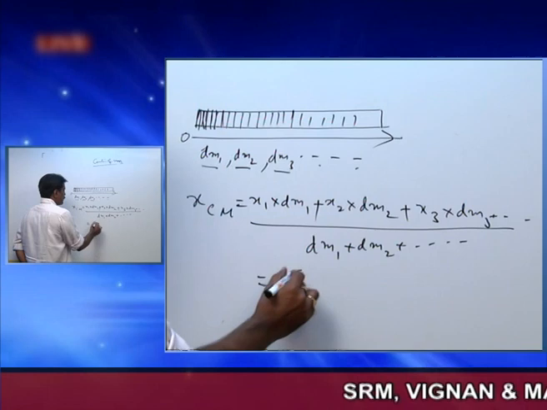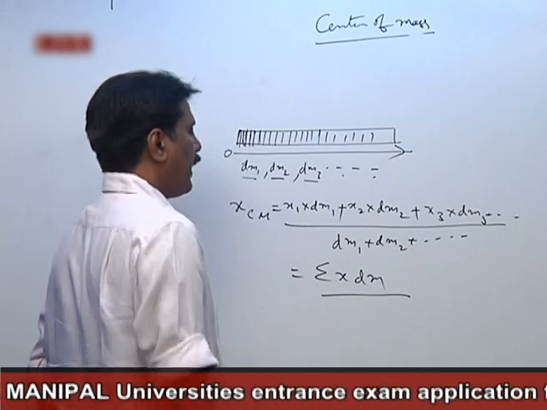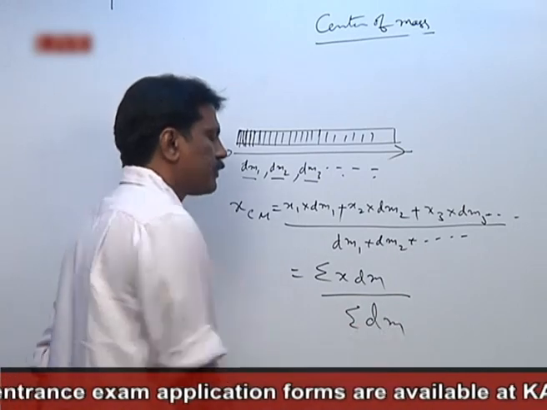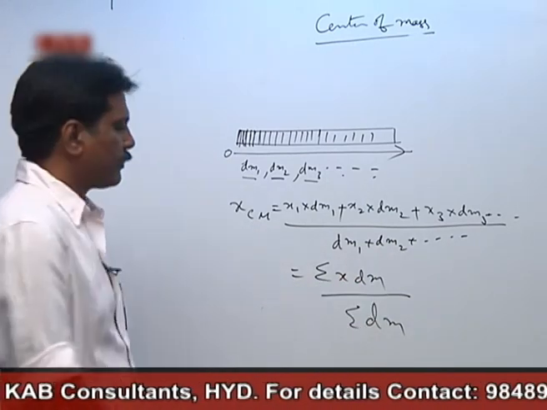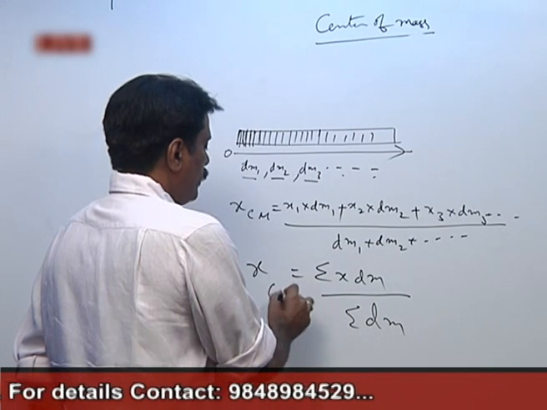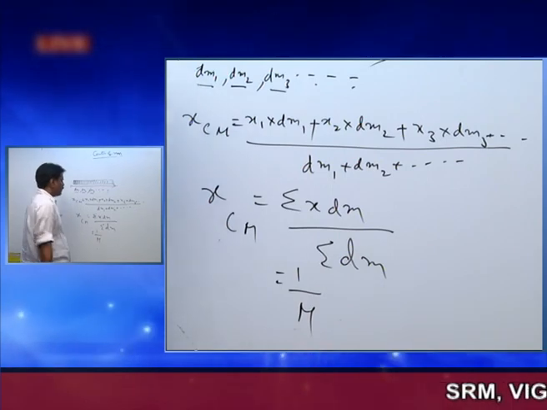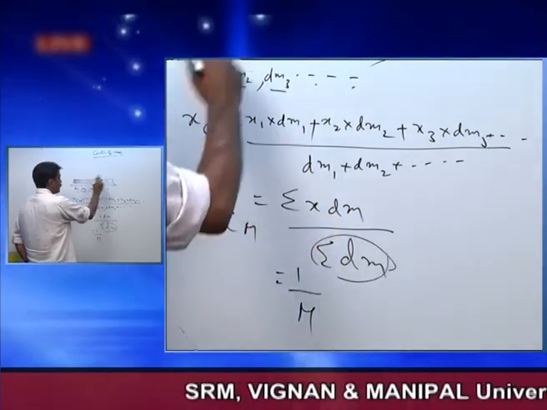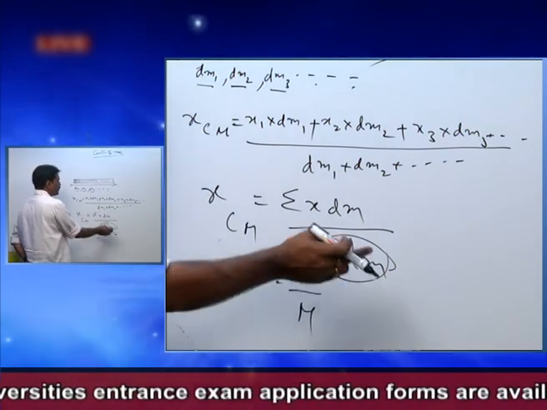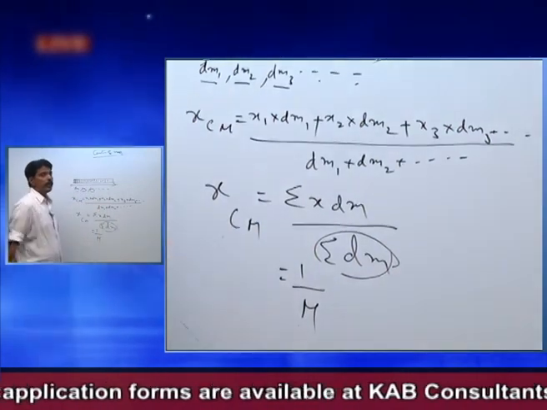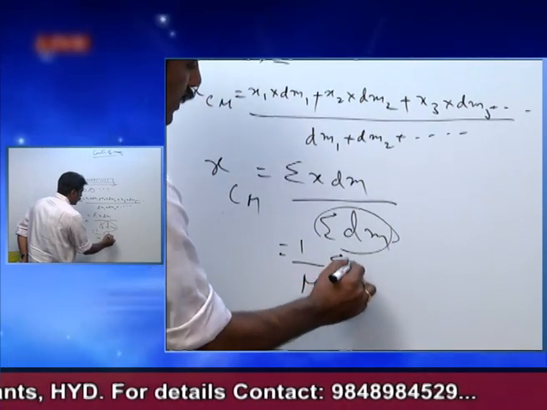This can be written as sigma x dm by sigma dm. XCM is equal to this. Sigma dm will be equal to m, because it is the total mass of the body. Sigma dm is the summation of all the parts, dm1 plus dm2 plus dm3. If you add all of them, you will get only the total mass of the body. So XCM is 1 by m into sigma x dm.